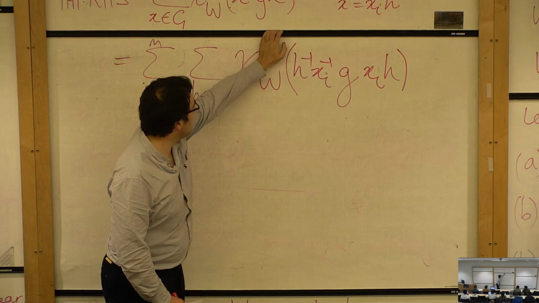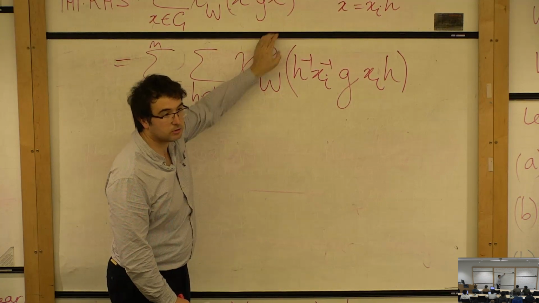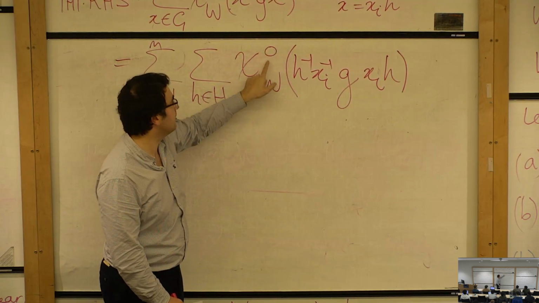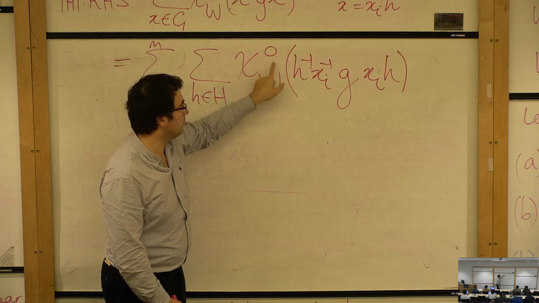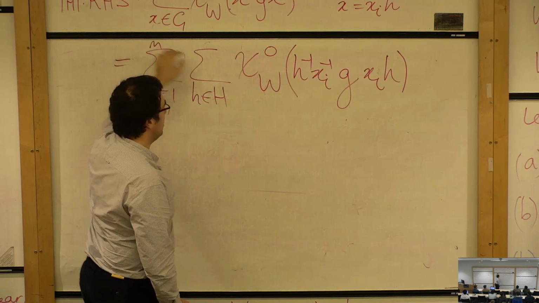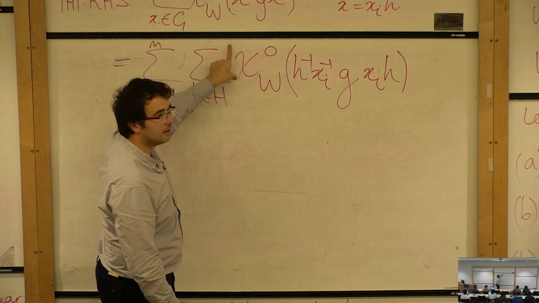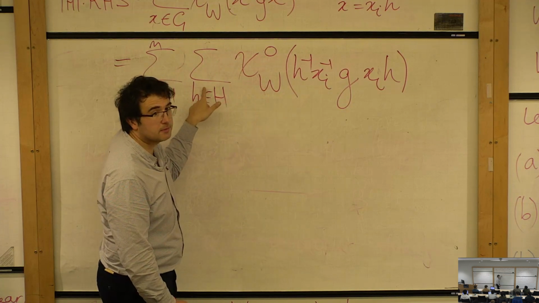Chi_W was an H-class function, therefore its extension by 0 is also an H-class function, namely it's stable under conjugation by H. So the h goes away. And so the inside of the sum, h does not matter at all, but I'm still doing the sum |H| times.